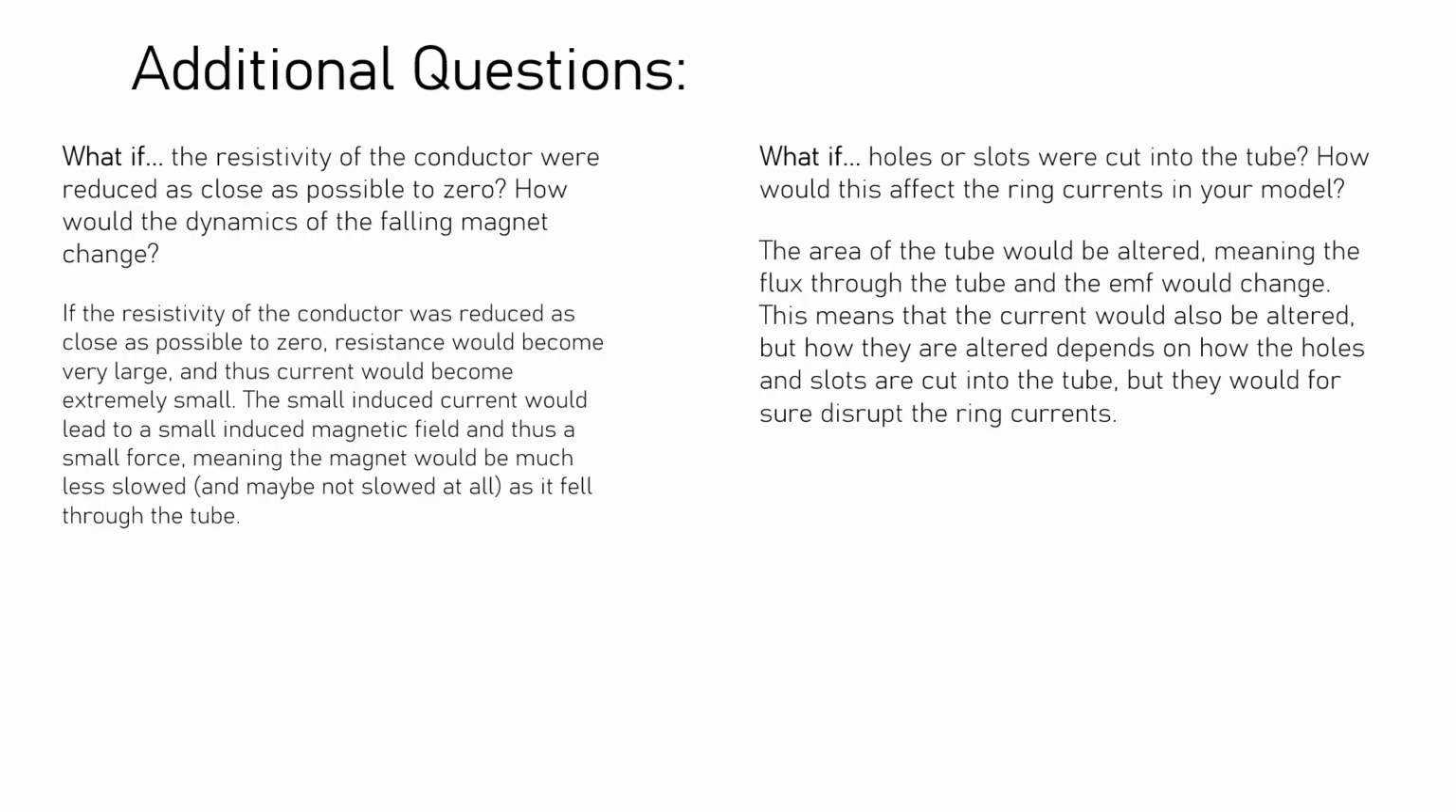As for the additional questions, if the resistivity of the conductor was reduced as close as possible to zero, the resistance would become extremely small and the current would become extremely large. Therefore, the induced current would be large, leading to a large magnetic field and a large force, and the magnet would be much more slowed.